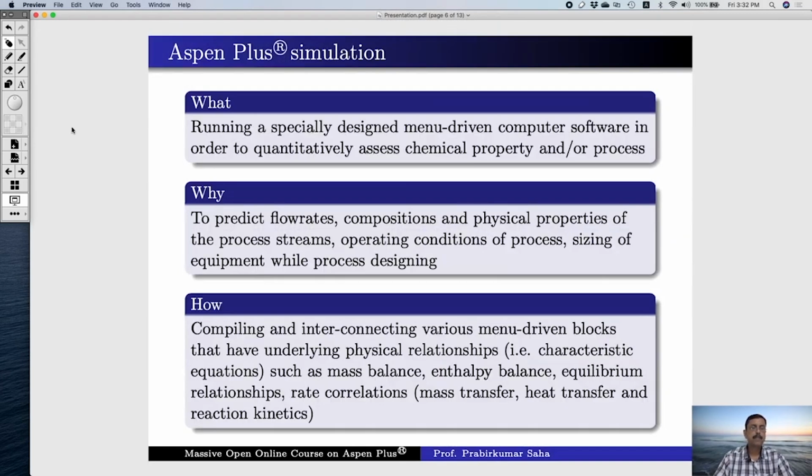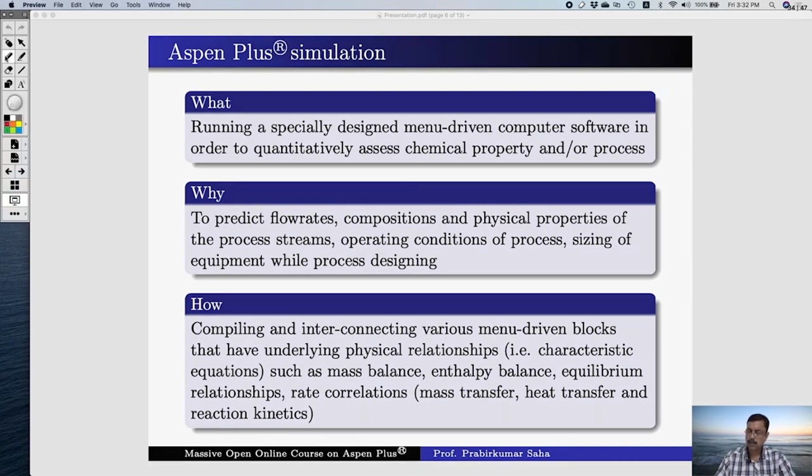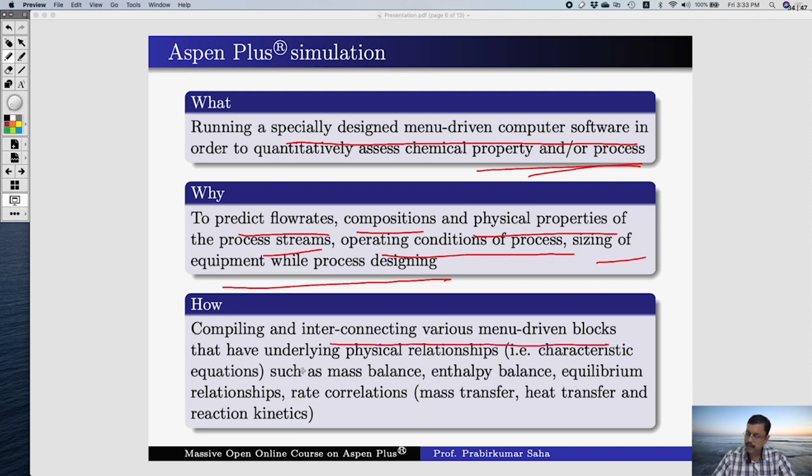So we summarize what we learned in Aspen Plus simulation. What is Aspen Plus simulation? It is about running a specially designed menu-driven computer software in order to quantitatively assess a chemical property or process. Why do we do it? Because we want to predict the flow rate, the composition and physical properties of process streams, operating conditions of the process, sizing of equipment while process designing, etc. And finally, how do we do it? We do it by compiling and interconnecting various menu-driven blocks that have underlying physical relationships, that is characteristic equations such as mass balance, enthalpy balance, equilibrium relationship, rate correlations like mass transfer, heat transfer, and reaction kinetics.